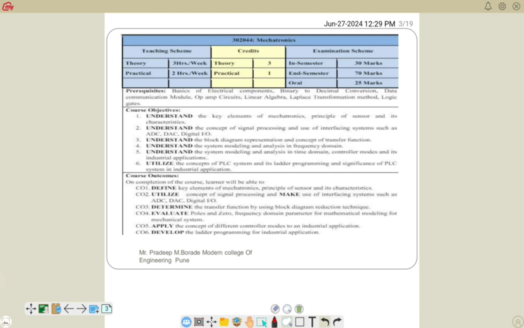Fourth is to evaluate poles and zeros and frequency domain parameters for mathematical modeling of mechanical systems. Then CO5 is to apply the concept of different controller modes to an industrial application. And the last one is to develop the ladder programming for industrial application. So this is the weightage and scheme for examination and course objective and course outcome.